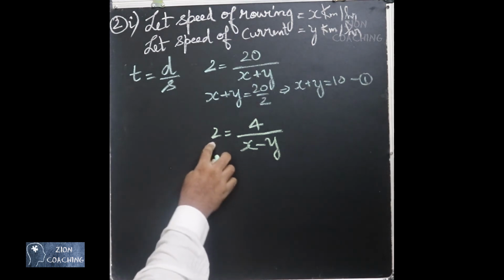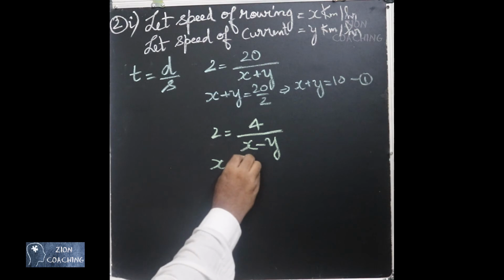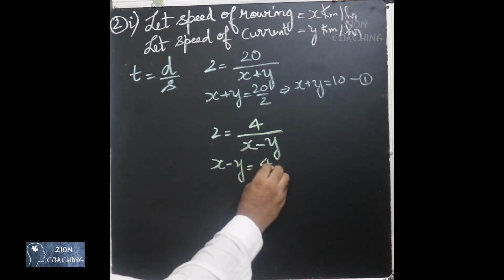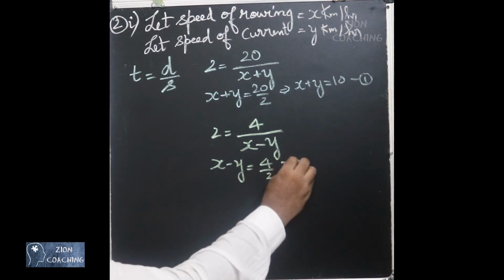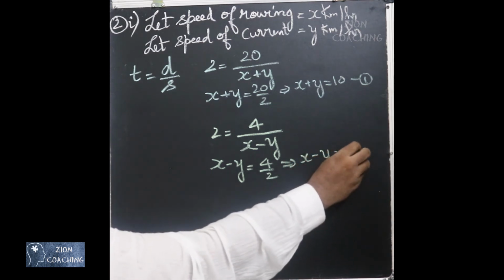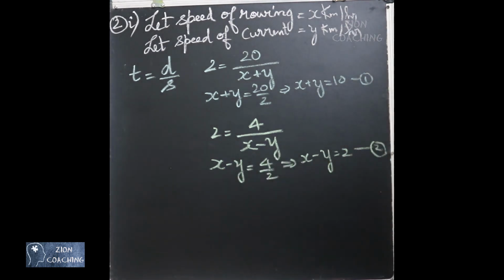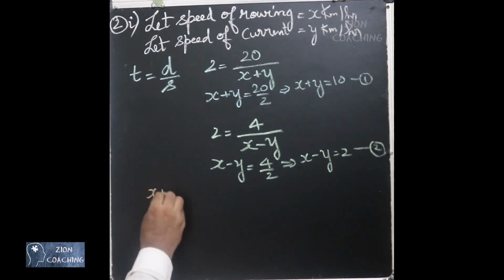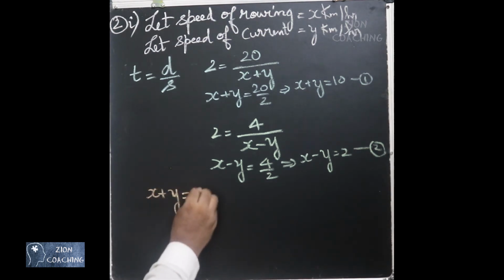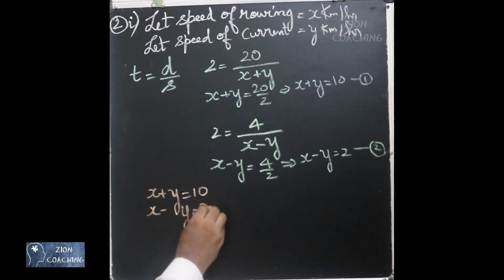Now you take x minus y to this side and 2 to the other side, then we will have x minus y equal to 4 divided by 2. That implies x minus y equal to 2. This is equation 2. Now we are going to solve both the equations. We have x plus y equal to 10, x minus y equal to 2.